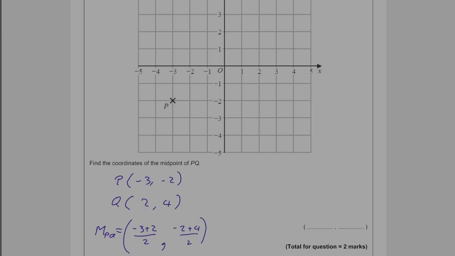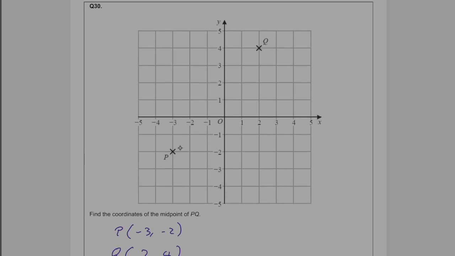So that leaves me with minus a half, and then that would be 1. So I'm going minus a half, 1. So that's doing it from the coordinates.